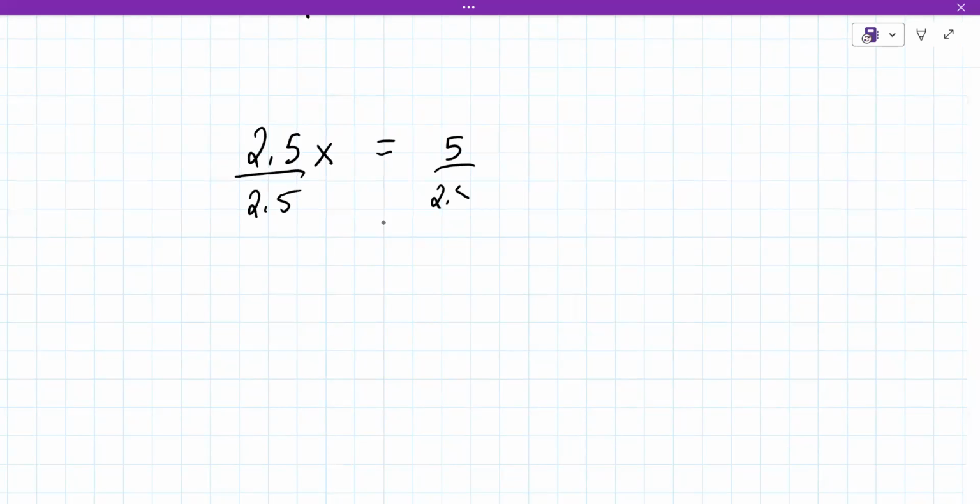Let's say it's 2.5 x equals we'll go 5. How do you undo this number in front of x? You would divide 5 by 2.5, and that would equal 2. Good. So x equals 2.